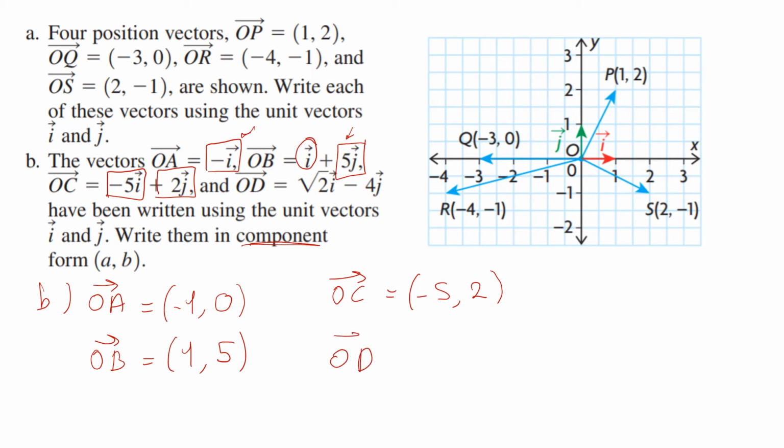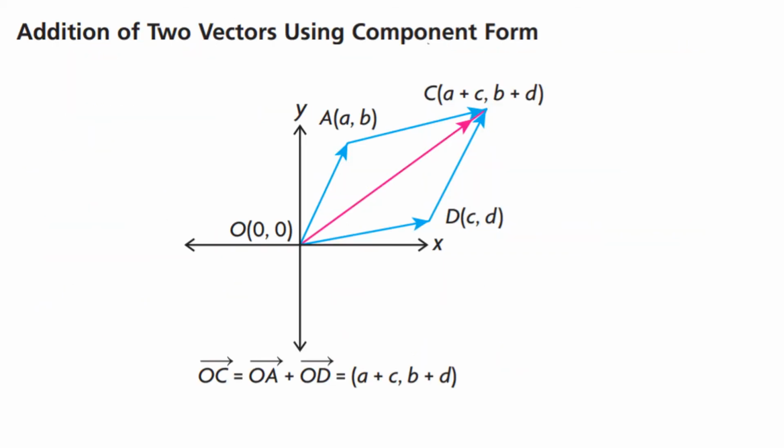Passing on to OD, I see that I have √2 i. So I take whatever the constant they gave to us for i, right? So then my x is root 2, and what I have for the y value is -4. So that's it. Now, if I wanted to add two algebraic vectors, meaning what we have been doing with i and j, I add the x components together first, which is a plus c in this case, and then I add the y components together, just like shown over here.